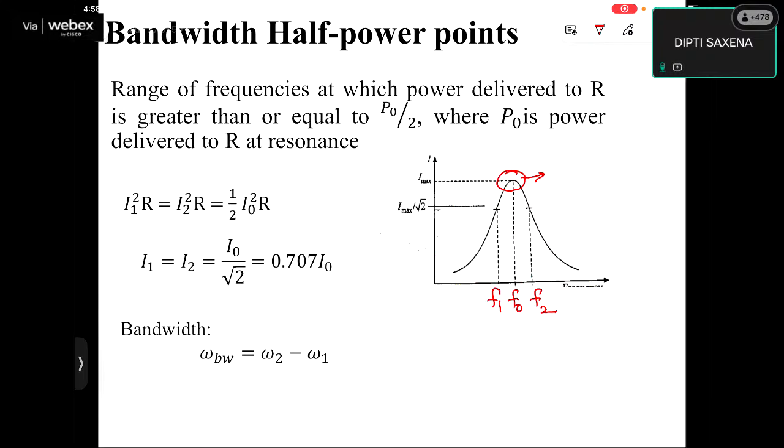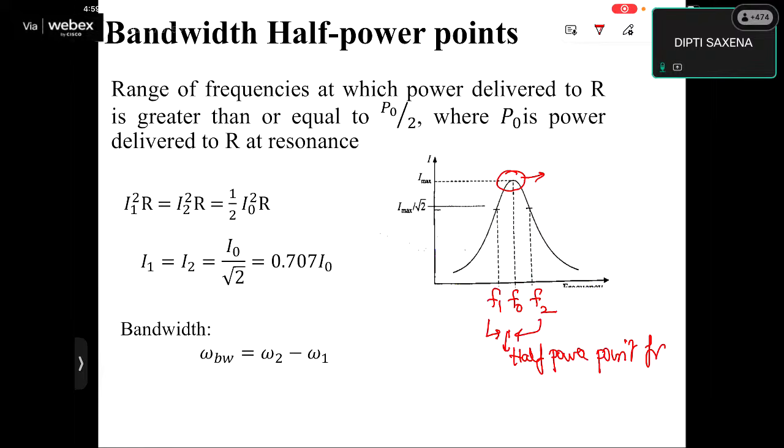Okay. Now, how are these frequencies defined? These frequencies are called the half power point frequencies. F1 and F2 are called the half power point frequencies. Now, as the name indicates, half power point frequency, what does it mean?